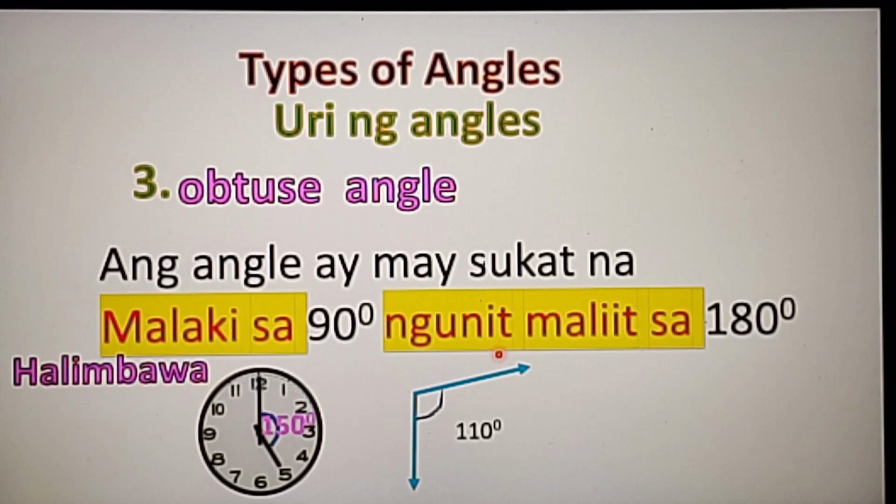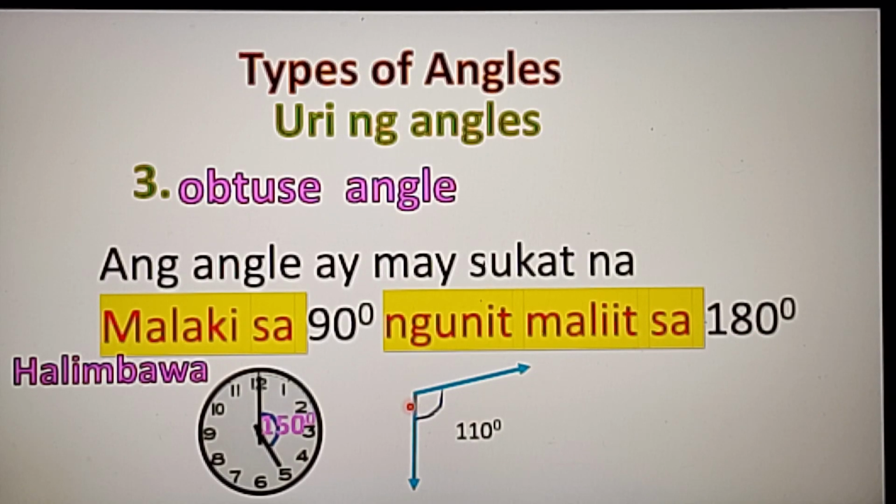Halimbawa, the angle formed by the hands of the clock at 5 o'clock is obtuse angle. Why? Because it measures 150 degrees. 150 degrees greater than 90 degrees but less than 180 degrees.